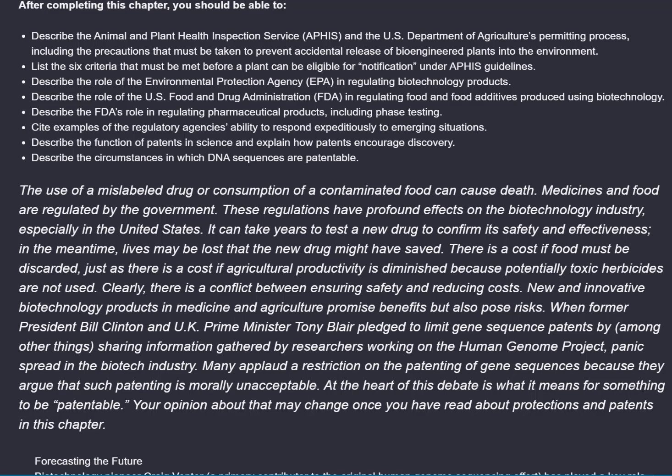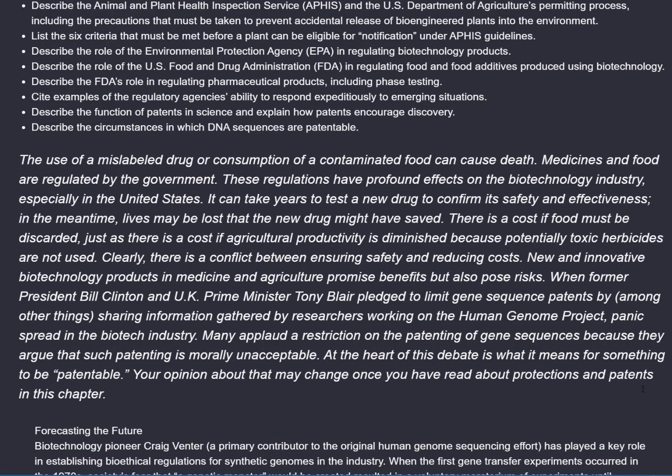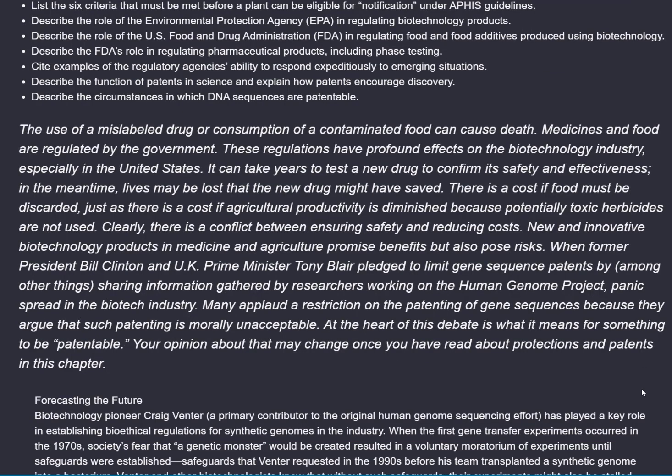After completing this chapter, you should be able to describe the Animal and Plant Health Inspection Service, APHIS, and the U.S. Department of Agriculture's permitting process, including the precautions that must be taken to prevent accidental release of bioengineered plants into the environment. List the 6 criteria that must be met before a plant can be eligible for notification under APHIS guidelines.